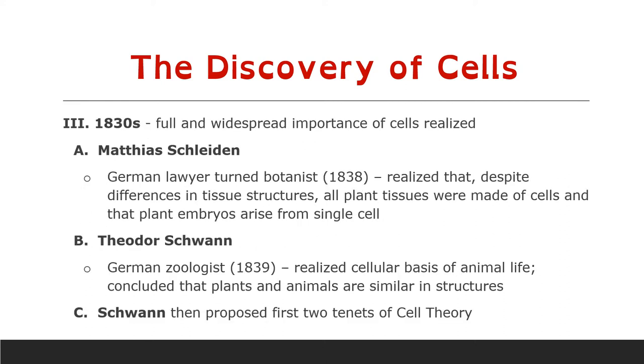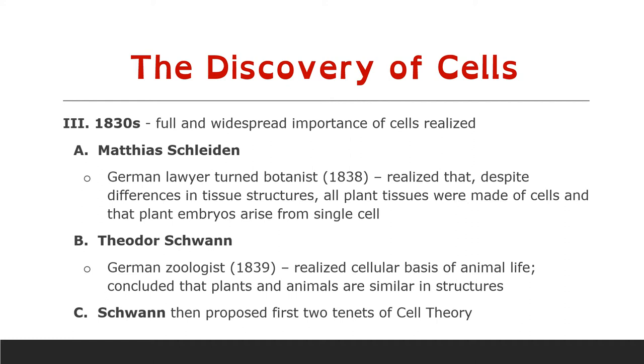So the 1830s was the most important time when cells were realized to be very important, which led to the formulation of the cell theory. The pioneers of the cell theory were in collaboration, these first two biologists, Matthias Schleiden and Theodor Schwann. Matthias Schleiden is a German lawyer turned botanist, and he realized that despite differences in tissue structures, all plant tissues were made of cells and that plant embryos arise from a single cell.